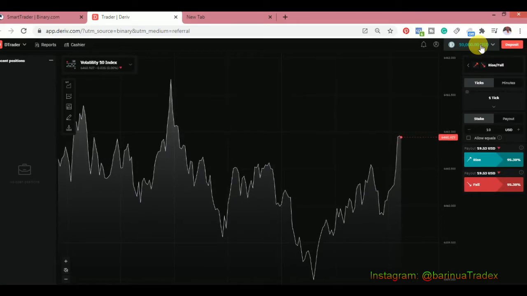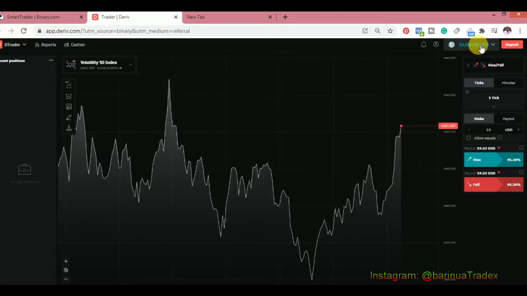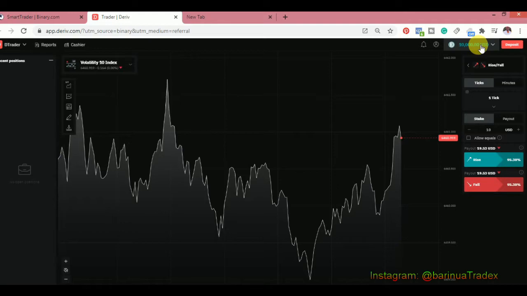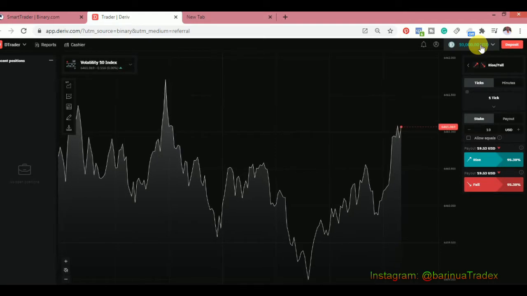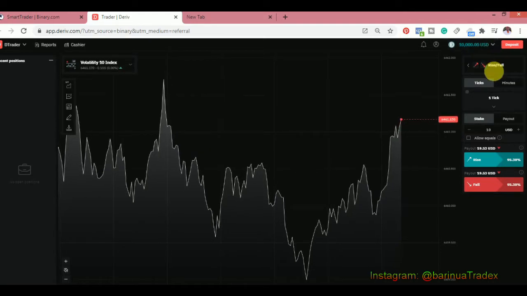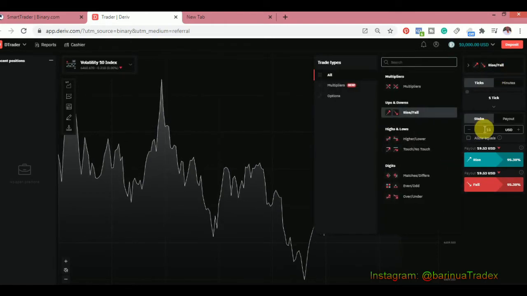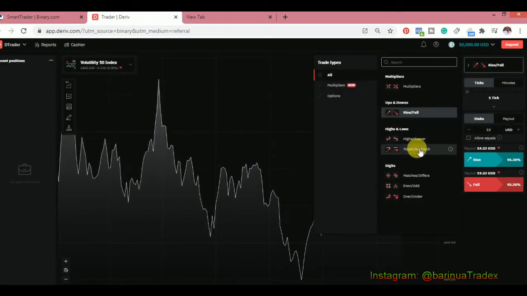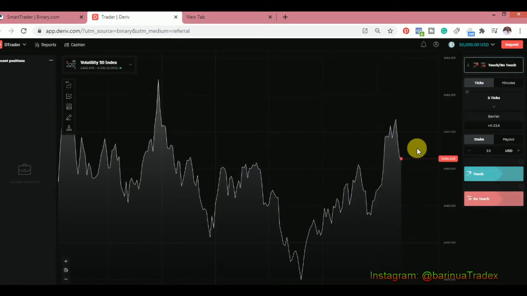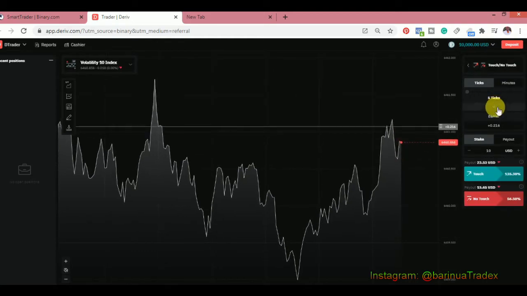People grow this $10,000 to as much as $100,000-$200,000, and when they get on a real account, they smile at it or fumble. So let's look at it here. Touch, no touch. Alright, that's where you access it from on this particular interface.